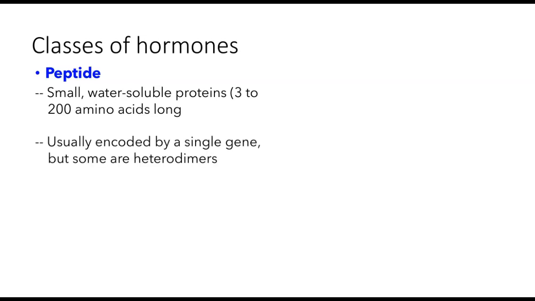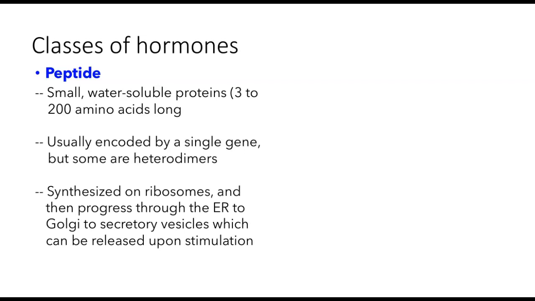They're usually encoded by a single gene, but there are some hormones that are dipeptides made up of 2 different subunits, each encoded by a different gene. Like all proteins, they're synthesized on ribosomes, and then because they're going to be secreted from the cell, they pass through the ER to the Golgi to secretory vesicles, and then they'll be released upon stimulation.